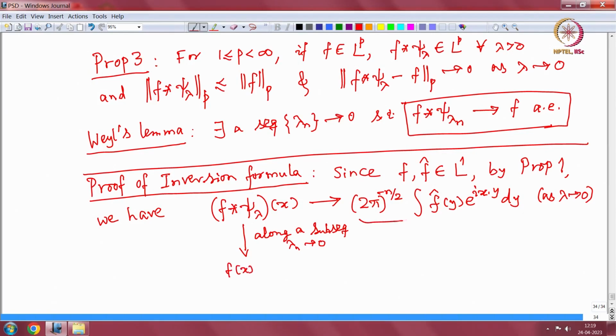And this is precisely what we have defined in the statement of the theorem, the Fourier inversion formula. So this converges to big F of x for any sequence converging to 0, and this is only along a subsequence, but the limit should be the same, and that implies f equal to F almost everywhere. And that's what we wanted to prove.